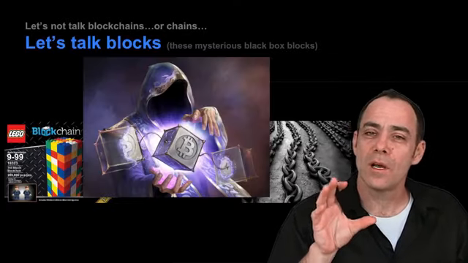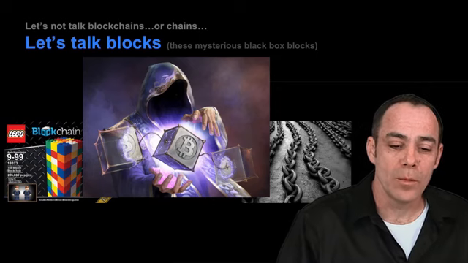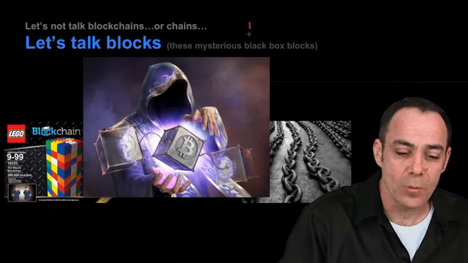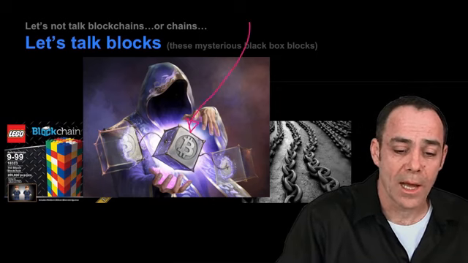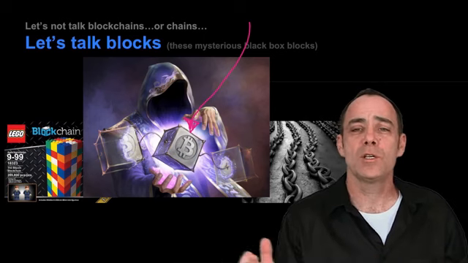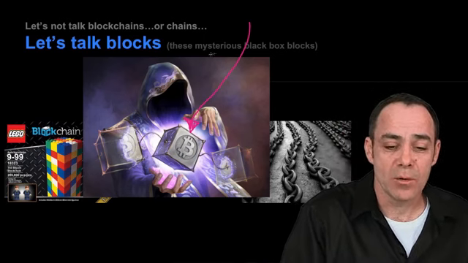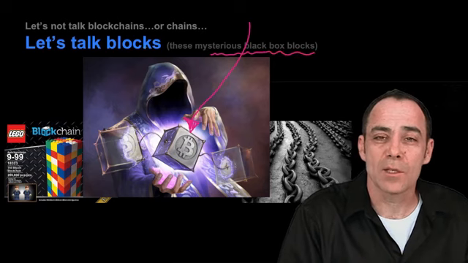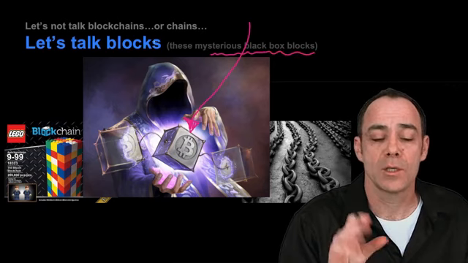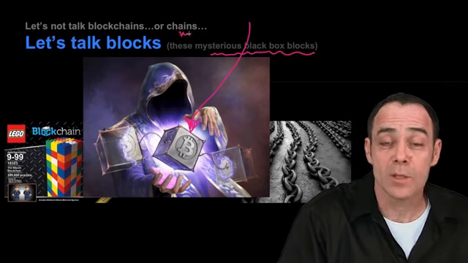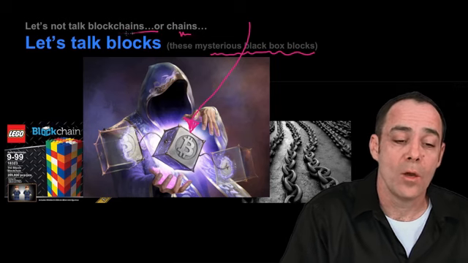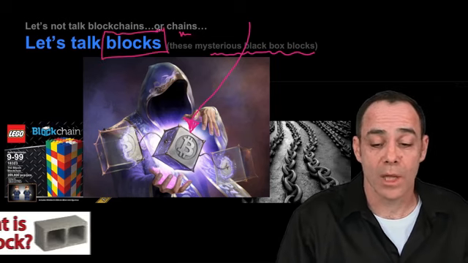And so in order to understand some of these things, it's really important to understand exactly what these things called blocks are. A lot of times when we see images or metaphors of the blockchain, we look at the blocks kind of as these mysterious black boxes. So if we're going to talk about blockchains, it's important to not only understand perhaps the chains, but also what exactly these blocks are.